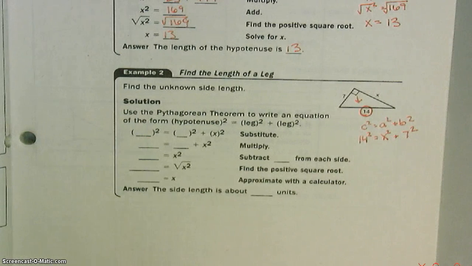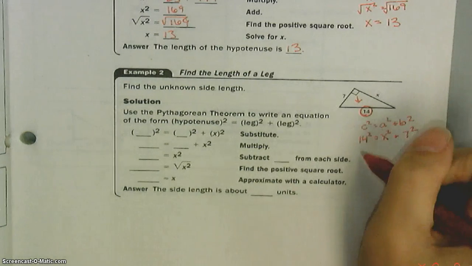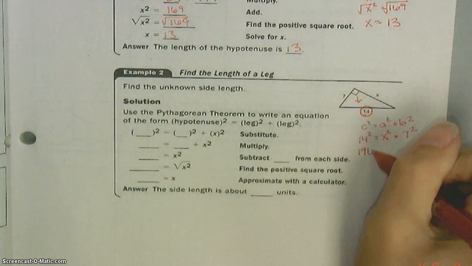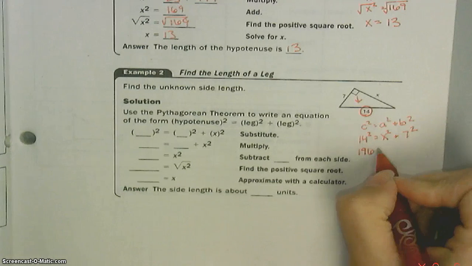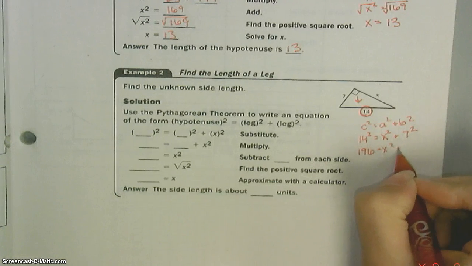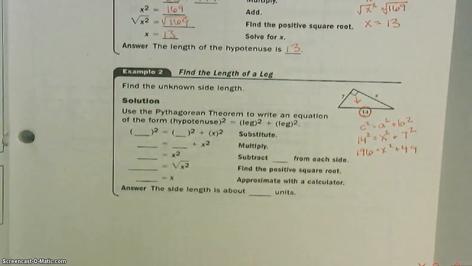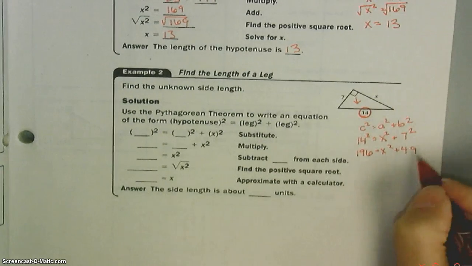The first step is exponents first. So 14 squared is 196. You can put that in your calculator if you need to. And 7 squared is 49. Now think about when you solve an equation. The next thing you're going to do is subtract 49 from both sides.